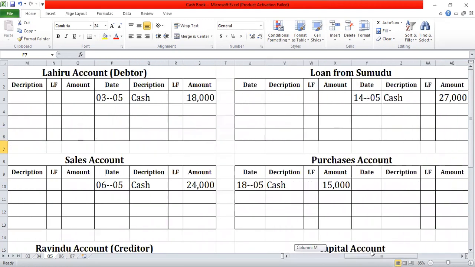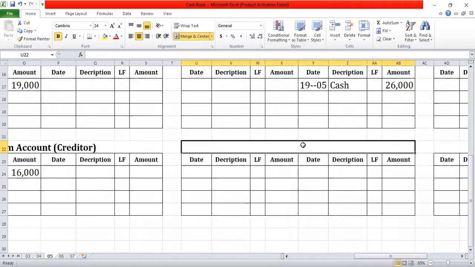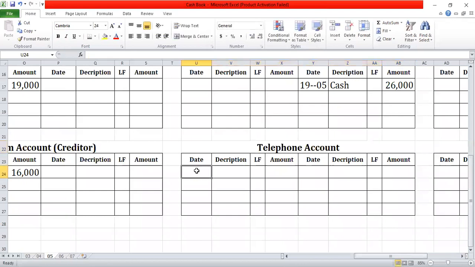Open an account for the telephone bill. Telephone account, which is an expense. Debit the telephone bill account because you have paid the telephone bill, that increases expenses. Description, cash. Amount is 8,000 rupees. Telephone account debit 8,000. Okay, Buddha? Great.